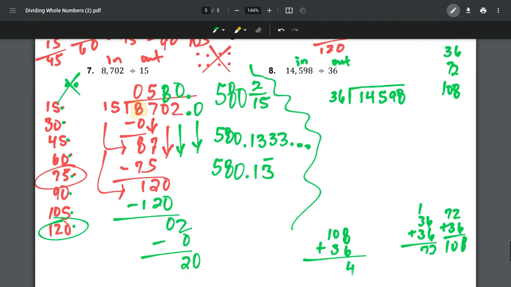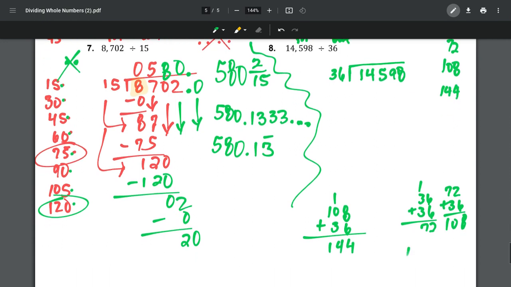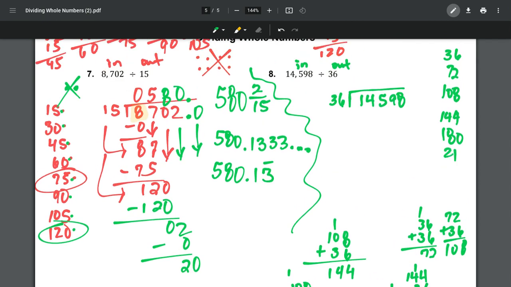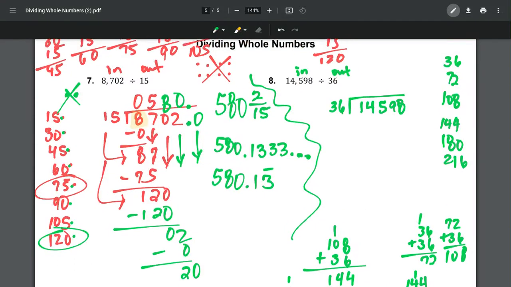All right, 108 plus 36. 8 plus 6 is 14. Carry the 1, 4. 144. Let's do 144 plus 36. I'm just skip counting by 36. 10. 5 plus 3 is 8. That's 180. I'm going to do one more. 180 plus 36. 216. Okay, that's enough for me right now.